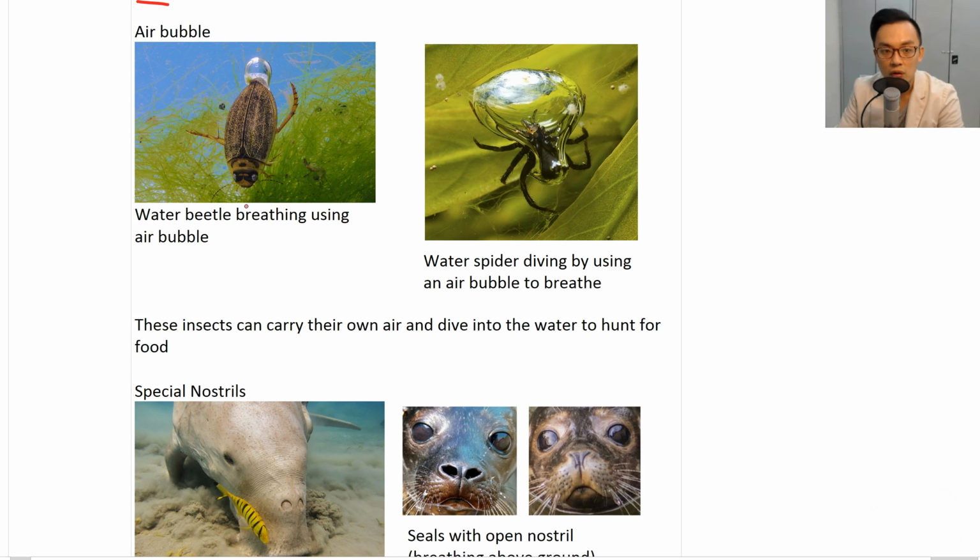Another adaptation that animals or insects can use is air bubbles. This is the air bubble. They bring the air bubble down with them. A water beetle breathing using an air bubble. So this is the air bubble that the water beetle uses to breathe, and a water spider diving by using an air bubble to breathe. This is the spider, and this entire thing is the air bubble. So these insects can carry their own air supply and dive into the water to hunt for food.